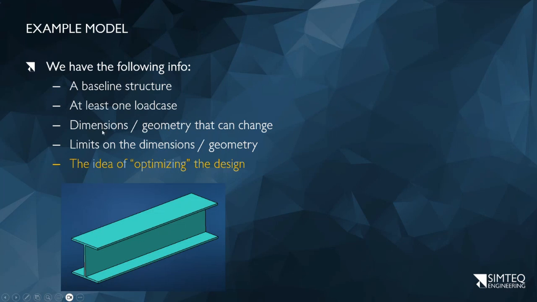For optimization, I need to specify what can change. For this example, it may be the thicknesses of the webs and the flanges and stuff. Also limits on those. But then the one thing that we have at this point is this general idea. I want to optimize the design, but I have no idea what optimum really means. It's probably something like I want it lighter or something.